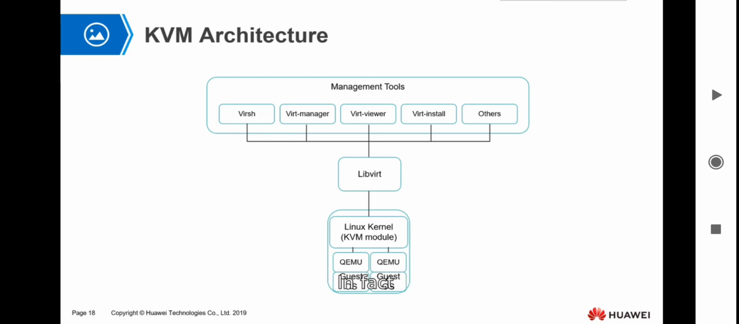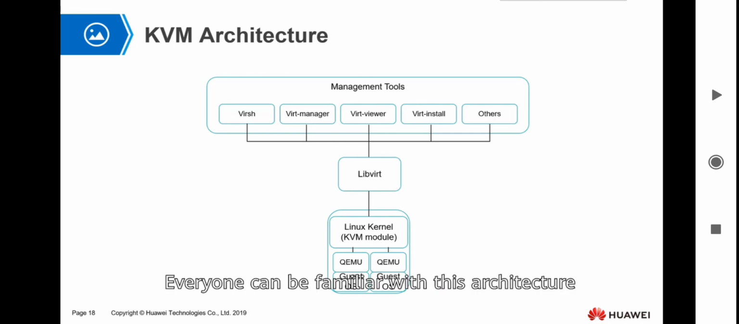In fact, many virtualization solutions follow this architecture, for example, Huawei's FusionCompute. Its management tool is VRM, and its virtualization part, which is equivalent to KVM and QEMU, is called CNA. Everyone should become familiar with this architecture, and you can use this architecture to grasp the architecture of other virtualization vendors.